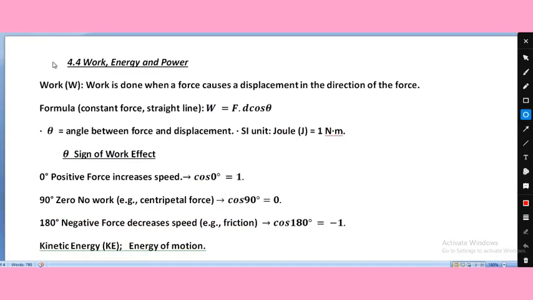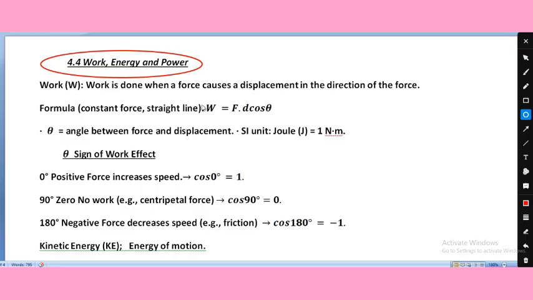Under this, we discuss the work-energy theorem. When we come to the work-energy theorem, here there is work, energy, and power. What is work? Let me define the meaning of work. Work is done when a force causes displacement in the direction of the force. The formula for work done by a constant force.